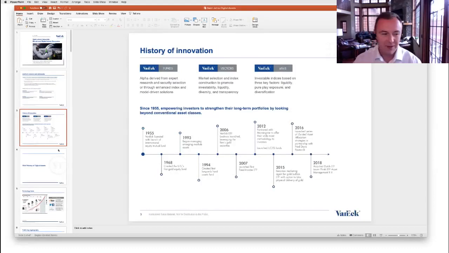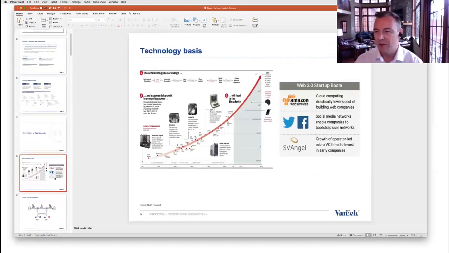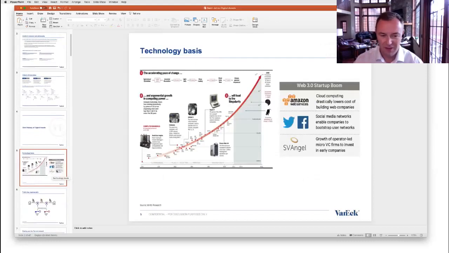I work on digital assets with VanEck, and my background, as you may know, is in digital assets. I was one of the early miners in the space, and loved the space, and ended up working in it. I wanted you to know first the technology basis for digital assets.